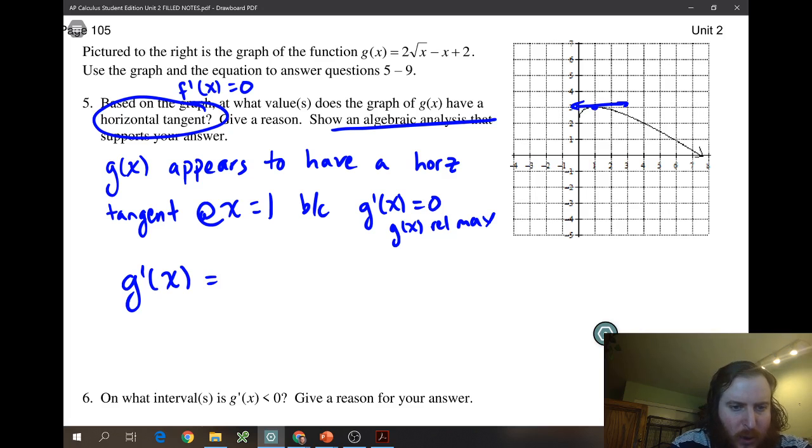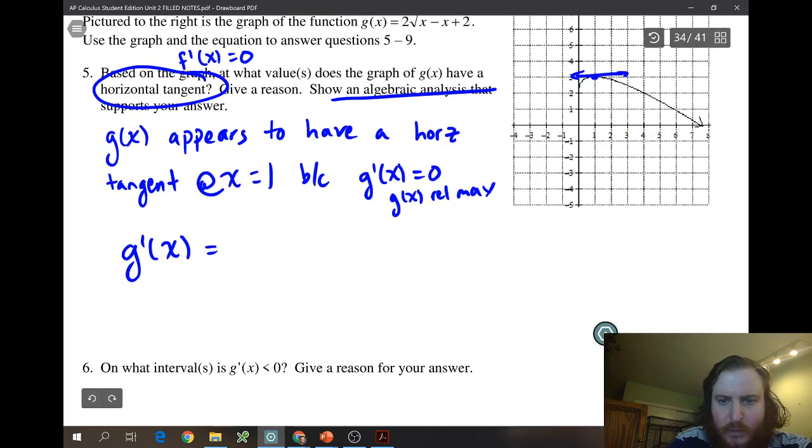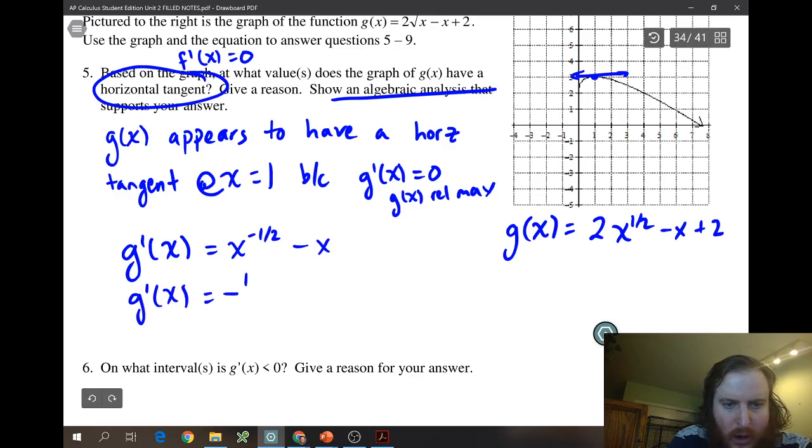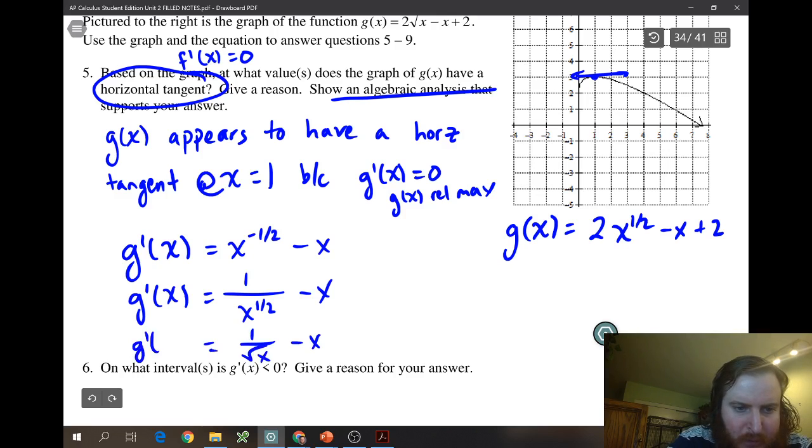Before I can take the derivative, maybe off on the side, let's rewrite this in polynomial form. So 2 square root of x changes to 2x to the half minus x plus 2. We take that derivative: half times 2 cancels out to 1, x to the negative half, minus x. If you want to rewrite this to make it easier on yourself, this is 1 over x to the half, minus x. And if you want to rewrite that in radical form, that's 1 over square root of x minus x, just because it's going to be easier to plug in or solve.